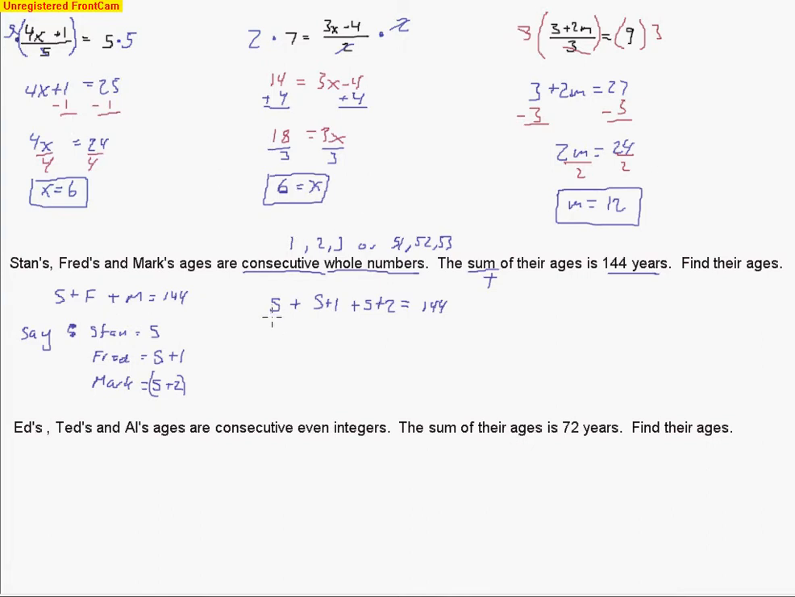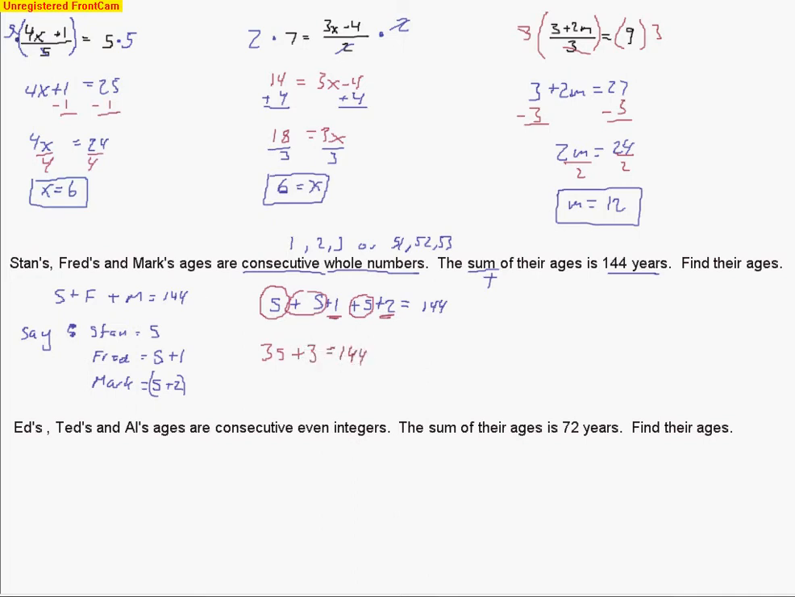So we're going to add up the S's. So we've got 1 S, 2 S's, and 3 S's. We've got 3 of Stan's ages here, and so that makes 3S. And then we're going to go ahead and collect the 1 and the 2 together, and that makes 3. And this now equals 144.